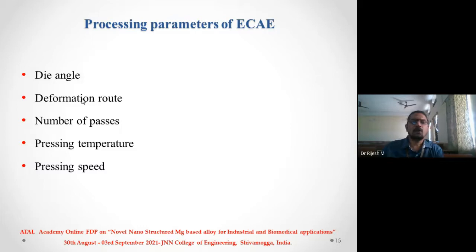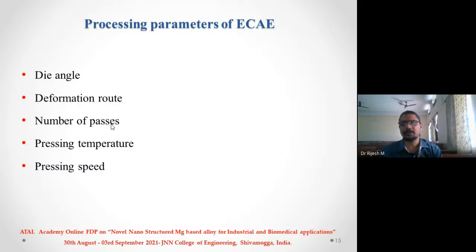Deformation route depends on how you are twisting and turning your billet after each pass. The strain path is what I mean by this. How many passes will you give? It is not easy to give a lot of passes.